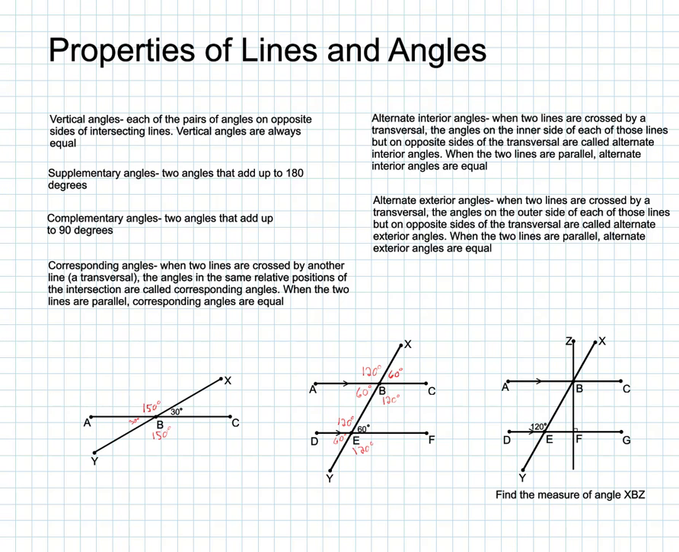In the final figure on the right, we want to find the measure of angle XBZ. So let's take a look at a few ways that we can figure out what that angle is. If we look at the figure, we know that angle BFG is a right angle because it is marked. That means we can also determine that angle EFB is also 90 degrees because it is a supplementary angle.